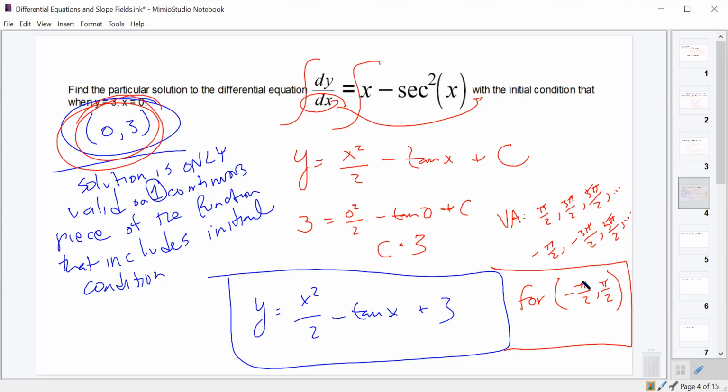Does that make sense to everyone? Yes. Wait, but isn't negative pi over 2 less than 0? So why is that? I'm not quite making the connection of why. That is the continuous portion that includes x equals 0.